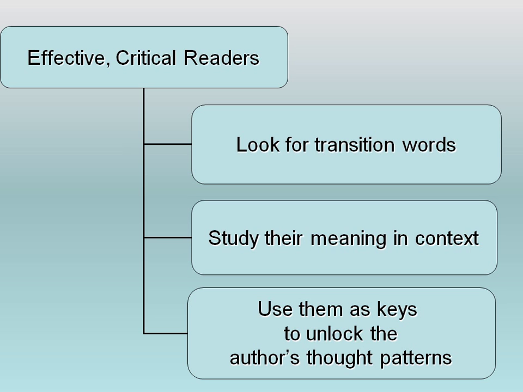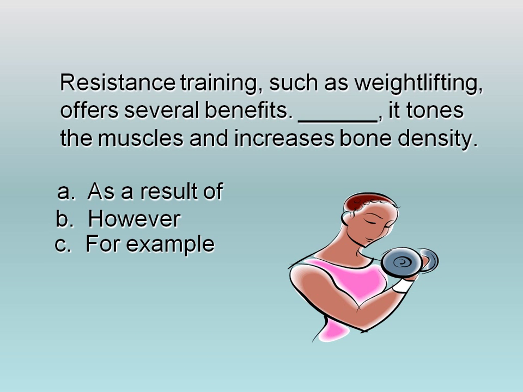Effective critical readers look for transition words, study their meaning in context, and use them as keys to unlock the author's thought patterns. Not only do transitions reveal the relationships of ideas within a sentence, they also show the relationship between sentences. Read the following sentences and choose the word that best states the relationship between the sentences.